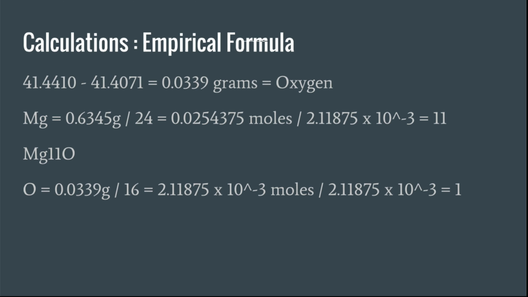Then we divided both by the smallest, which was 2.11875 times 10 to the power of negative 3. So for magnesium we got 11, and for oxygen we got 1. This gave us Mg11 oxygen.